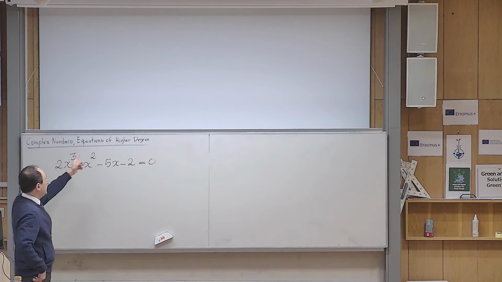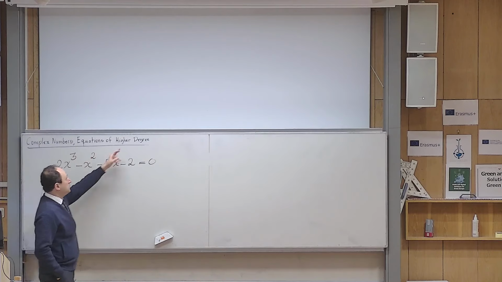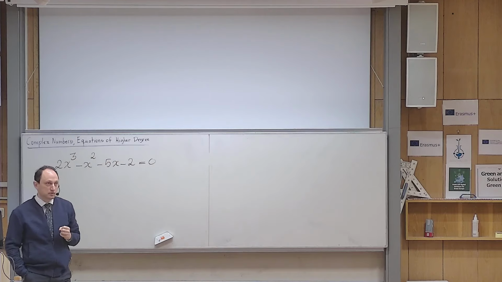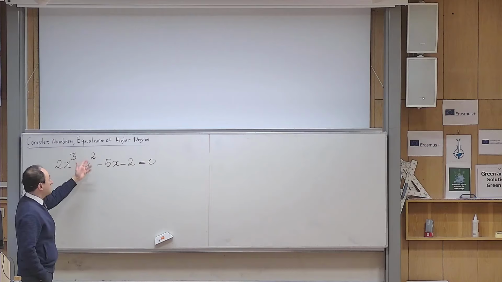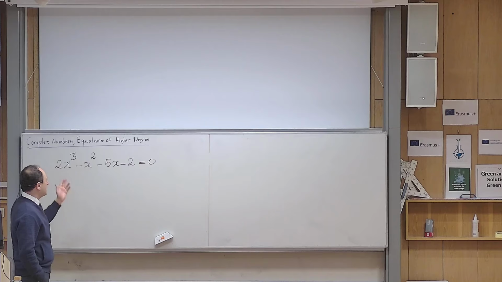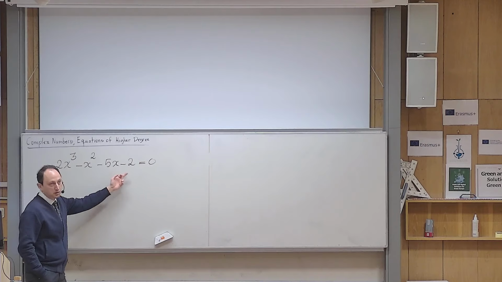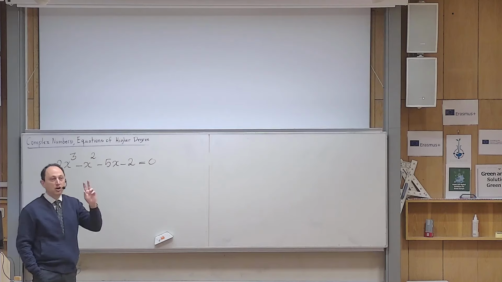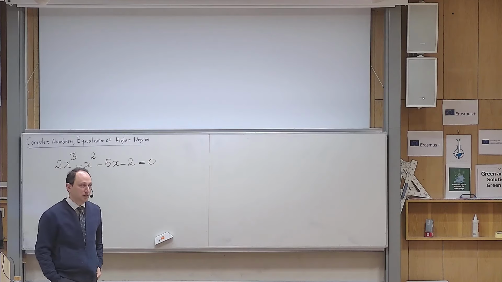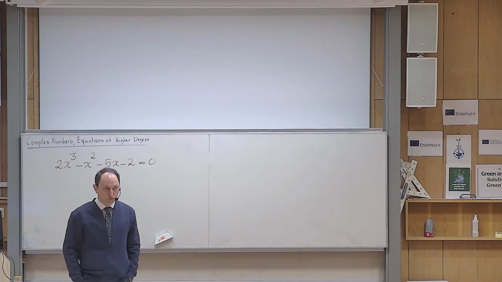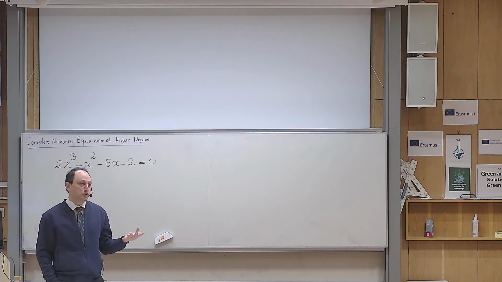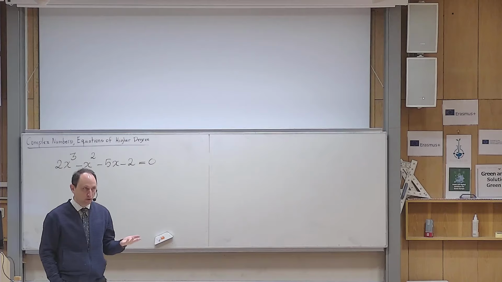So equations of higher degree makes sense if I have a polynomial. When I say equations of higher degree, first of all, it means that I have a polynomial equal to 0. And here higher degree means degree higher than 2, because for 2 we also have a formula, the ABC formula or PQ formula.